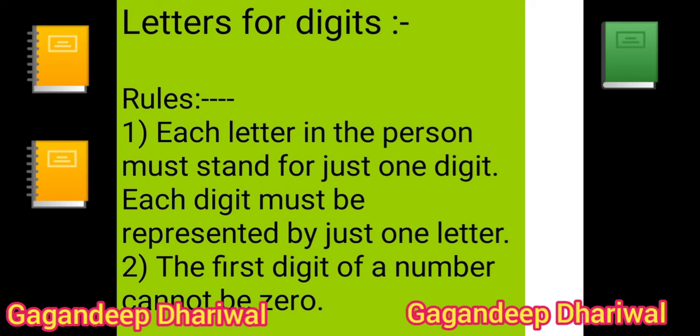The second rule is that the first digit of a number cannot be 0. So, the first digit of a number cannot be assumed to be 0.